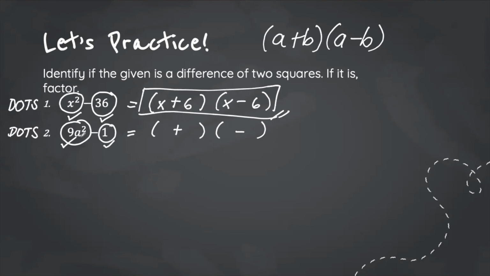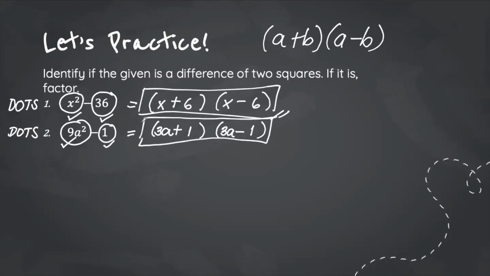So what is the square root of 9a squared? The square root of 9a squared is 3a. So we write 3a in the first term. How about the square root of 1? The square root of 1 is 1. And this is our final answer.